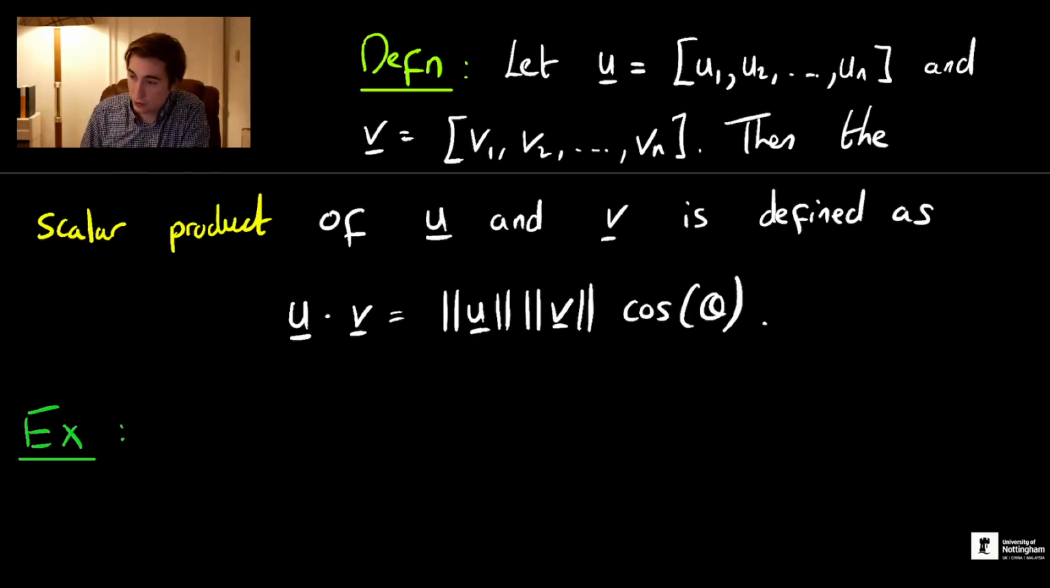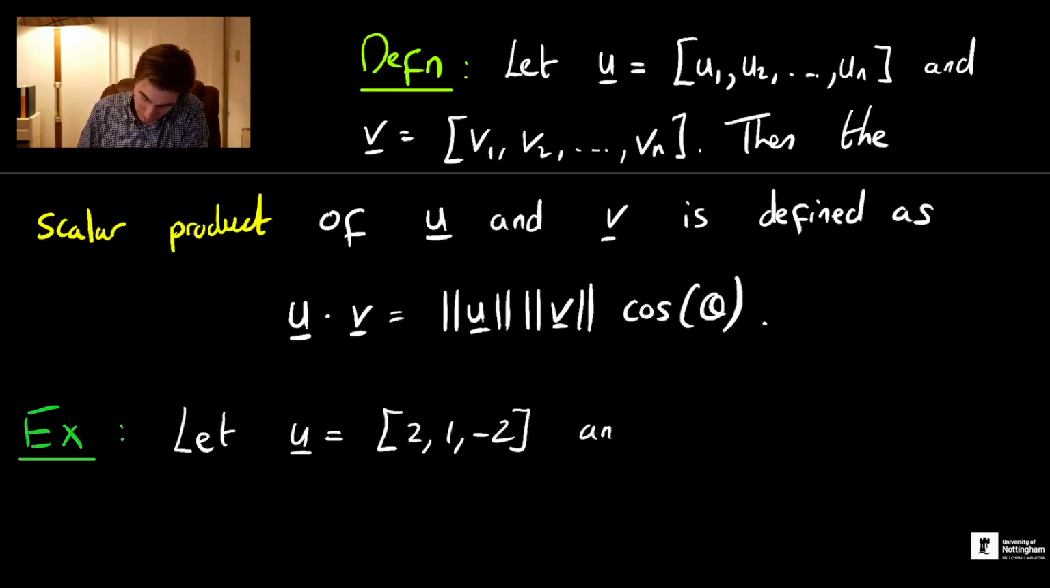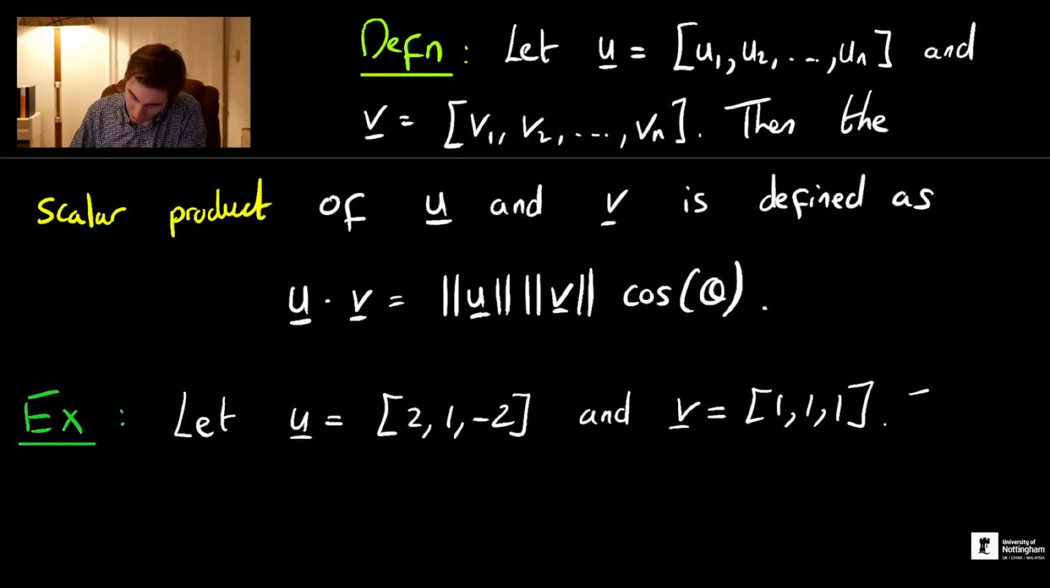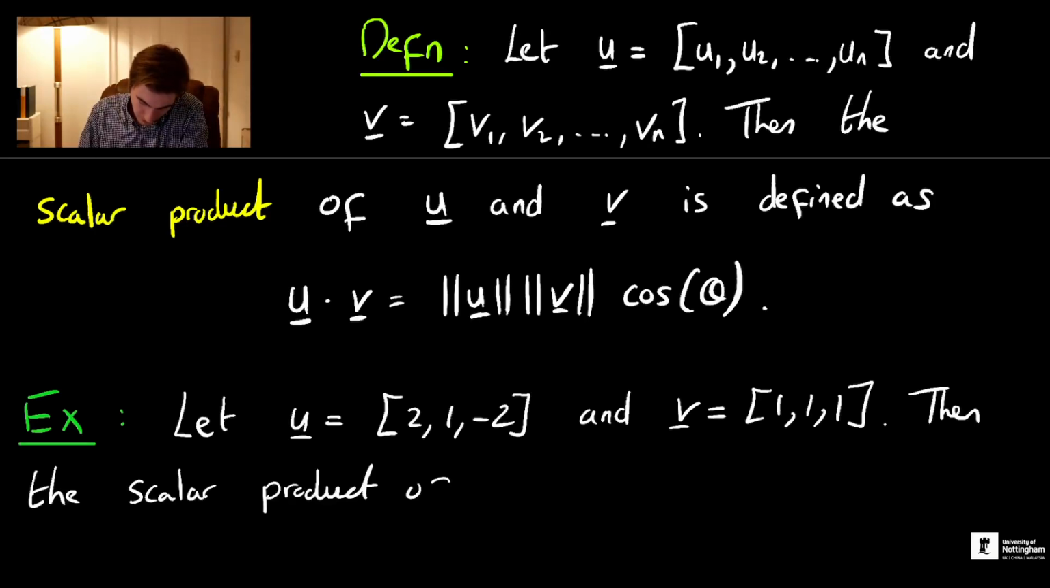So in this situation, let u equal (2, 1, minus 2) and v equal (1, 1, 1). Then what is the scalar product between them? The scalar product of u and v is what?